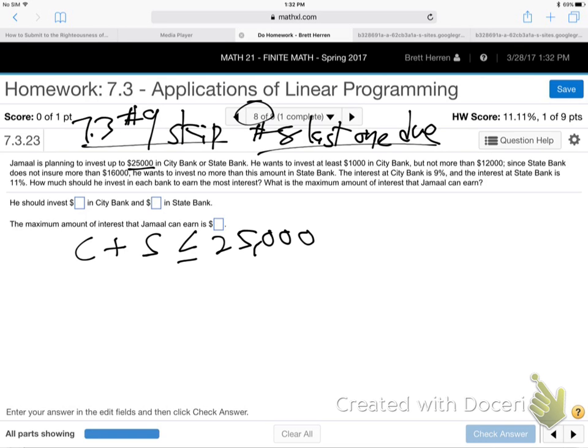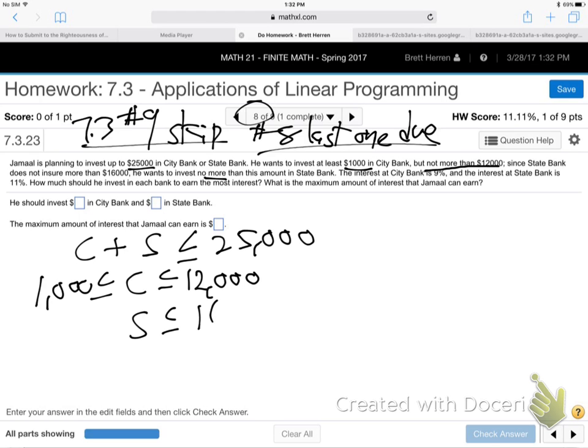All right. He wants to invest at least 1,000 in Citibank, but not more than 12,000. So Citibank is between 1,000 and 12,000, right? State Bank, no more than 16,000. So State Bank is at most 16,000. We good? With all those, of course, we're trying to maximize.